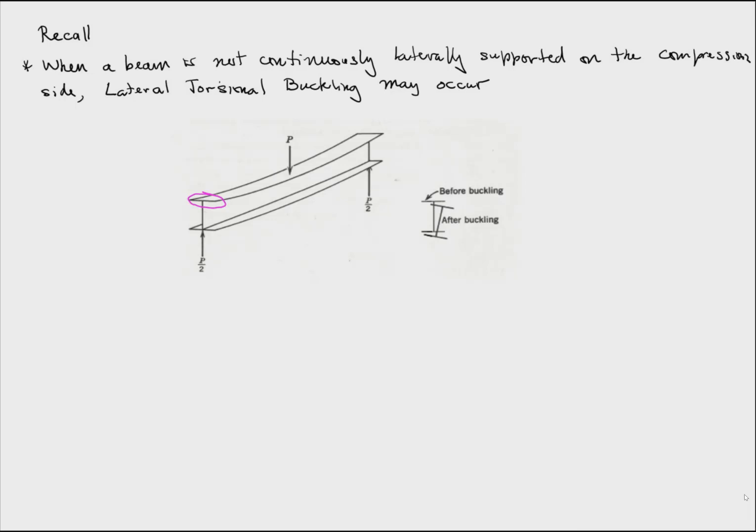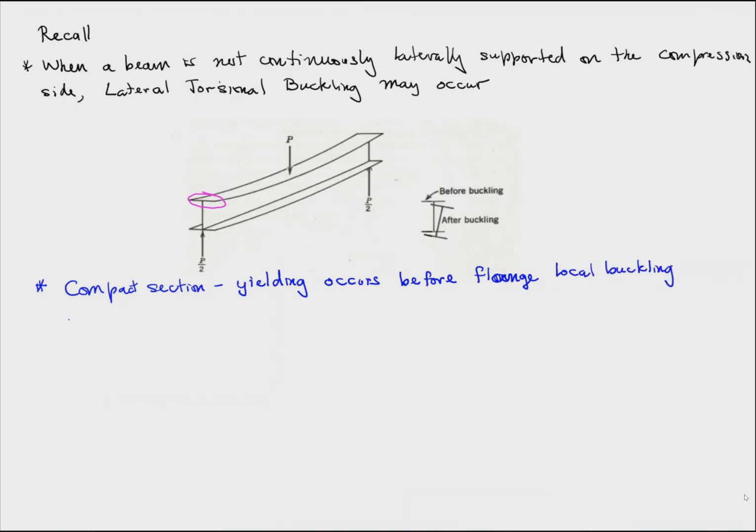Recall also the concept of compact and non-compact sections. A compact section is one where yielding occurs before flange local buckling, and a non-compact section is one where there could be local buckling of the flange.